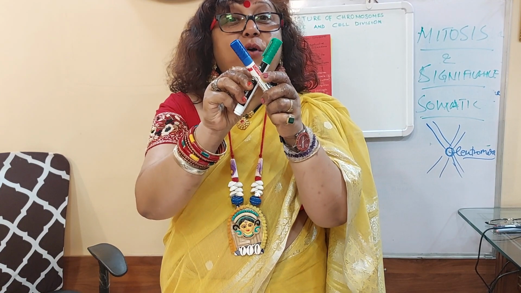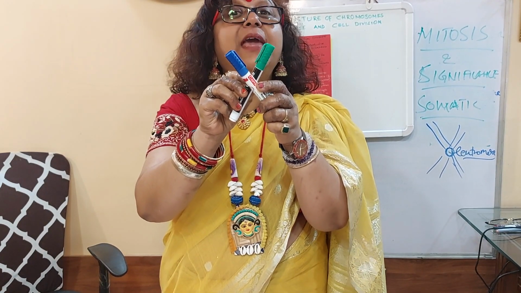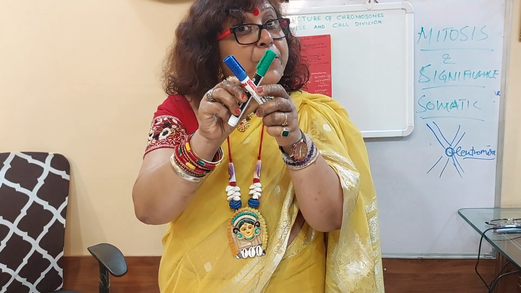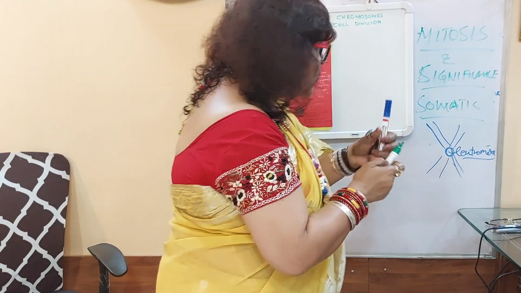The point of contact of the two chromatids is known as chiasma, or chiasmata. Two important terms are used here: crossing over and chiasmata.